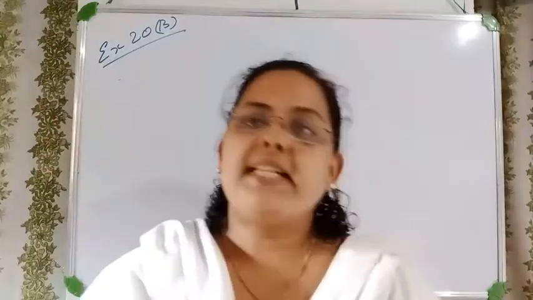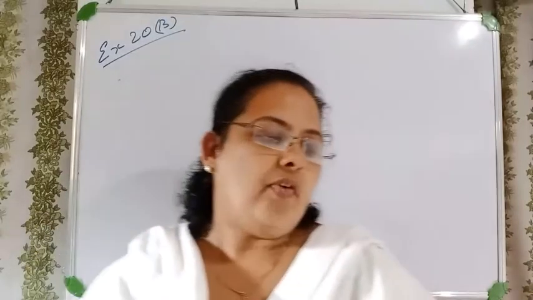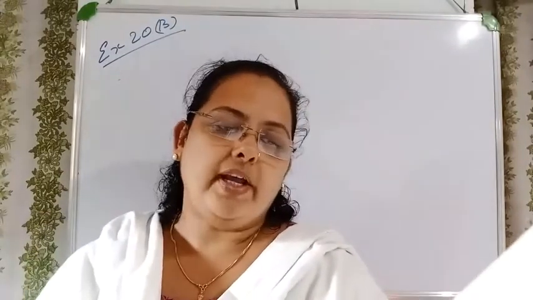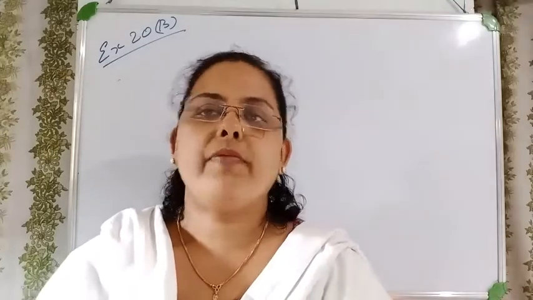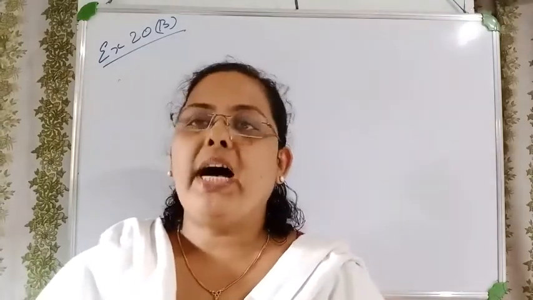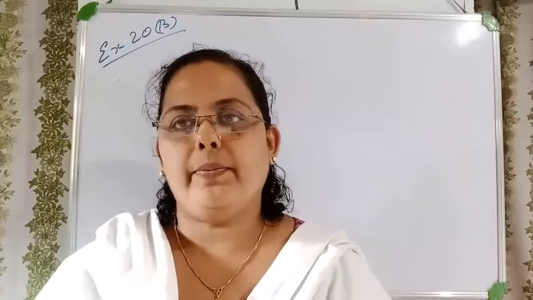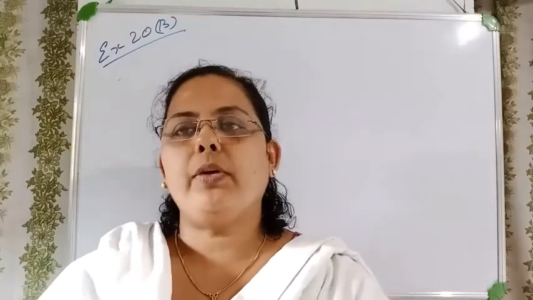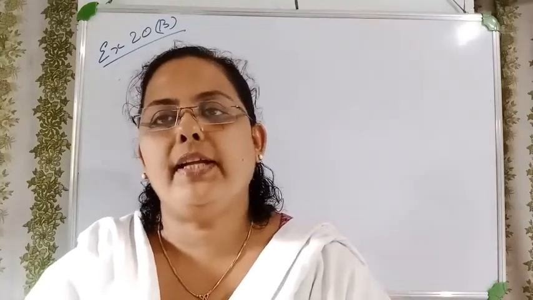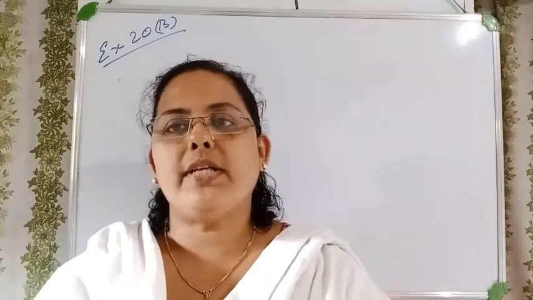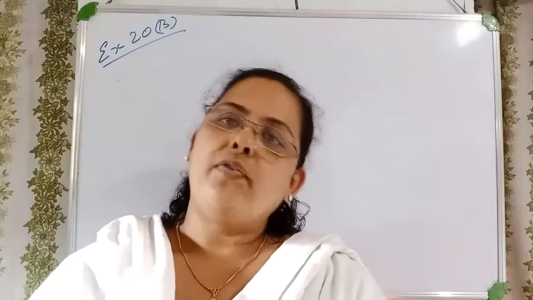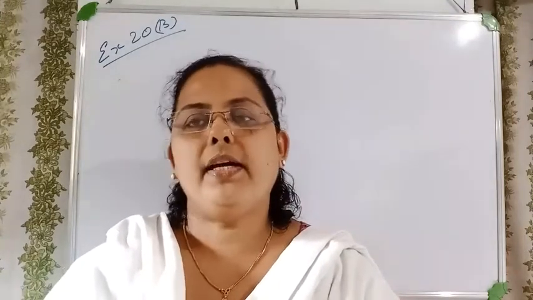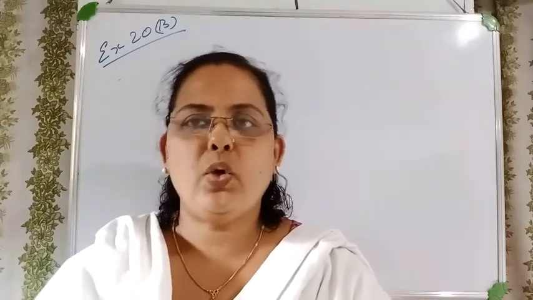Clear? Sixth problem. Find the area of the square whose perimeter is 56 centimeters. Perimeter of the square is given and you are asked to find the area of the square. So if perimeter is given, from there you can find the side, isn't it? 4 into side is equal to perimeter. From that you can find the side, and if you are getting the side, you can find the area also. That is homework for you.